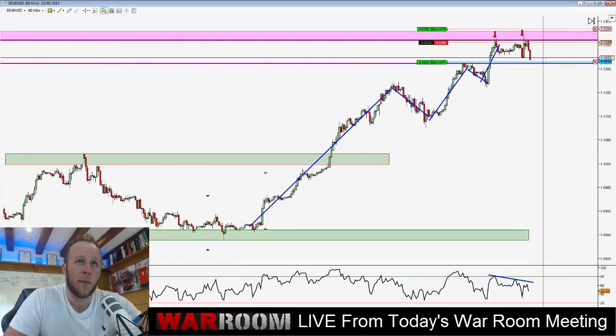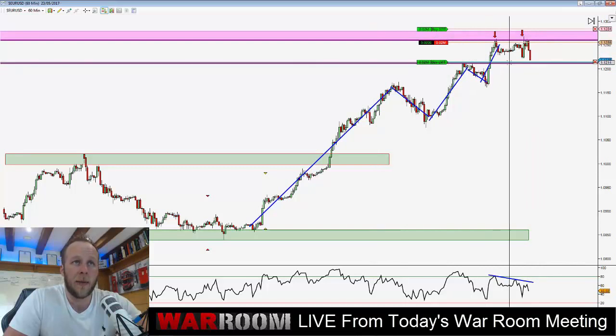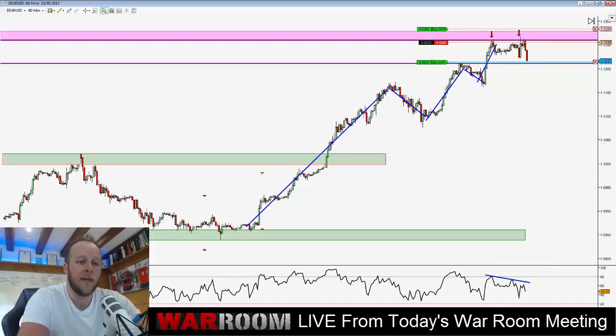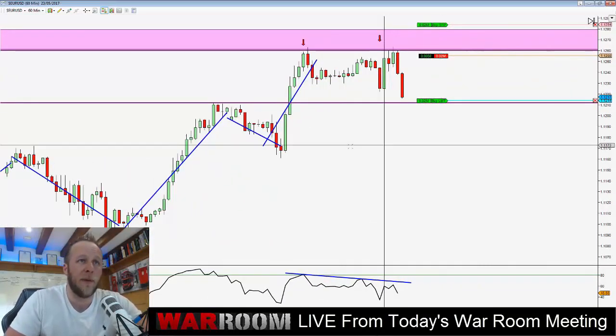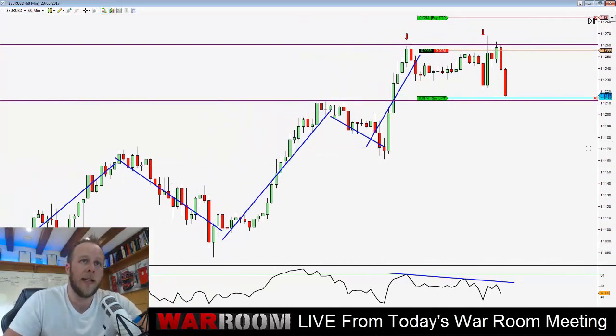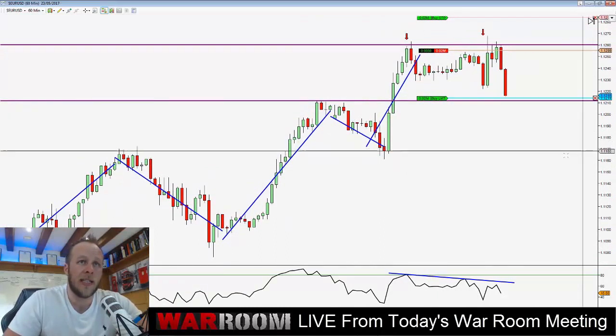Again, I'd taken one position for the syndicate. The reason I've got my target there is because it's structure, and hopefully we can get filled on this. It'll be a nice 40 odd pip win, and I'll update you guys if we get filled.